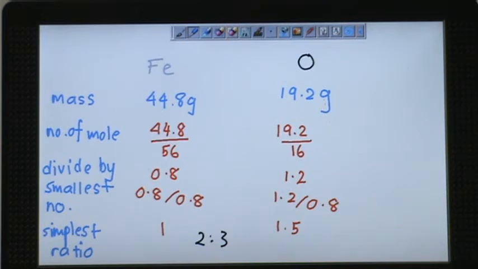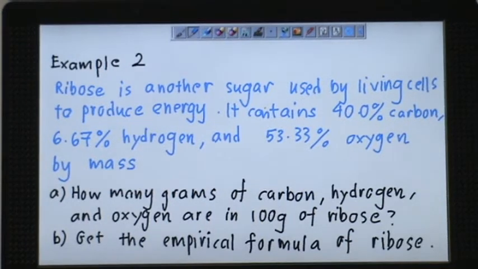Okay, let's try example 2. Ribose is another sugar used by living cells to produce energy. It contains 40.0% carbon, 6.67% hydrogen, and 53.33% oxygen by mass. A. How many grams of carbon, hydrogen, and oxygen are in 100 gram of ribose? B. Get the empirical formula of ribose.